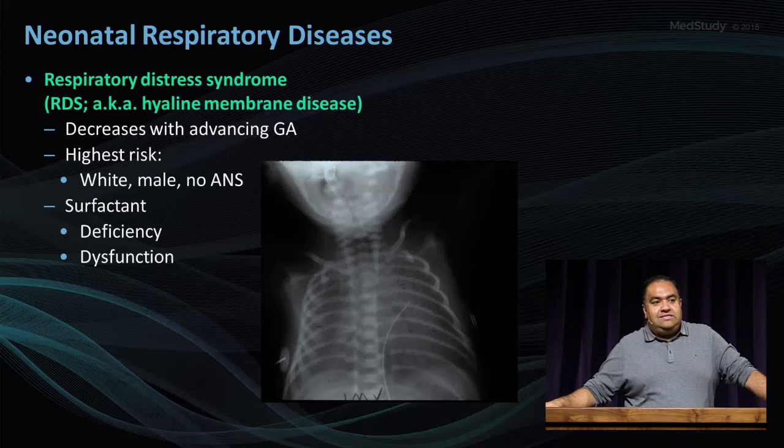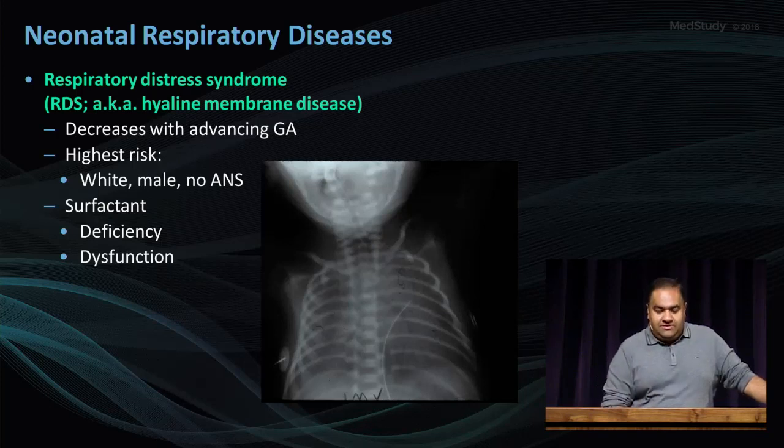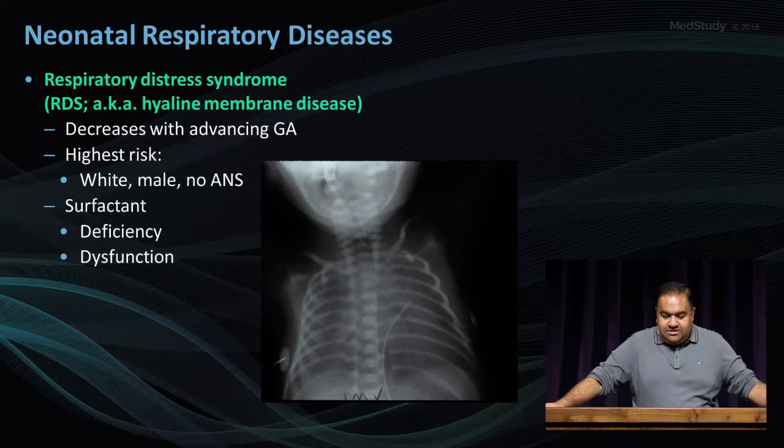So these are the kids that did not go through a lot of that stress. Their body's not ready yet. They're going to have a high risk of having surfactant deficiency. White males, no antenatal steroids. And so we always look at surfactant.